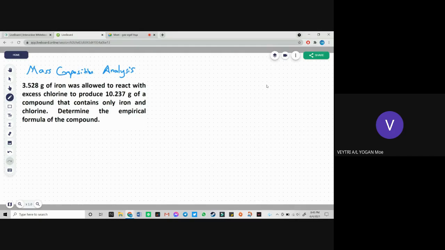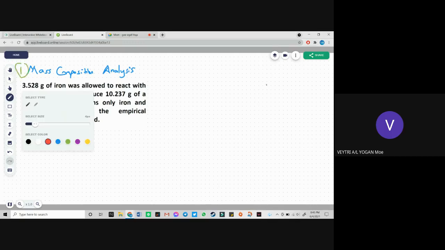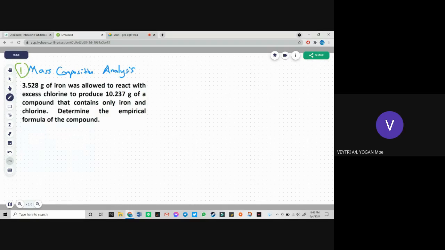Tadi kita dah belajar macam mana some of the ways to find empirical or molecular formula kan. So mass composition analysis is one of the ways. It's the first method, okay? This is the first method. Now, as usual, chemistry very particular with numbers, very particular with the words, okay? Let's have a look at this question.